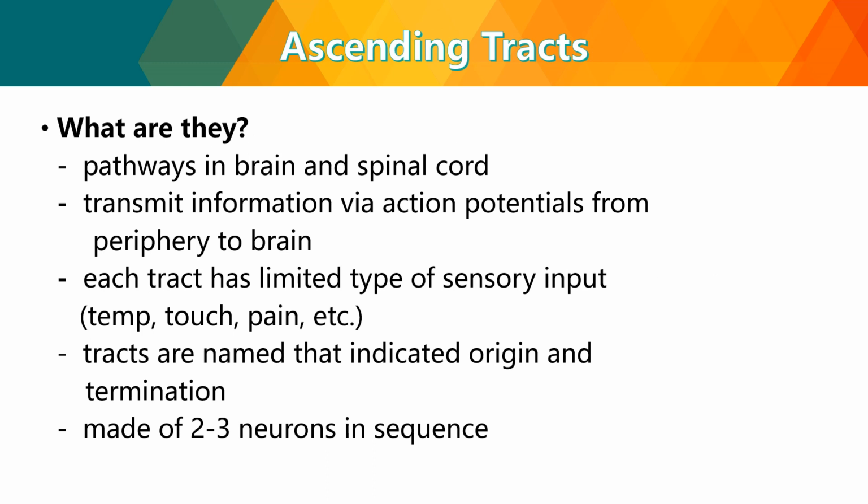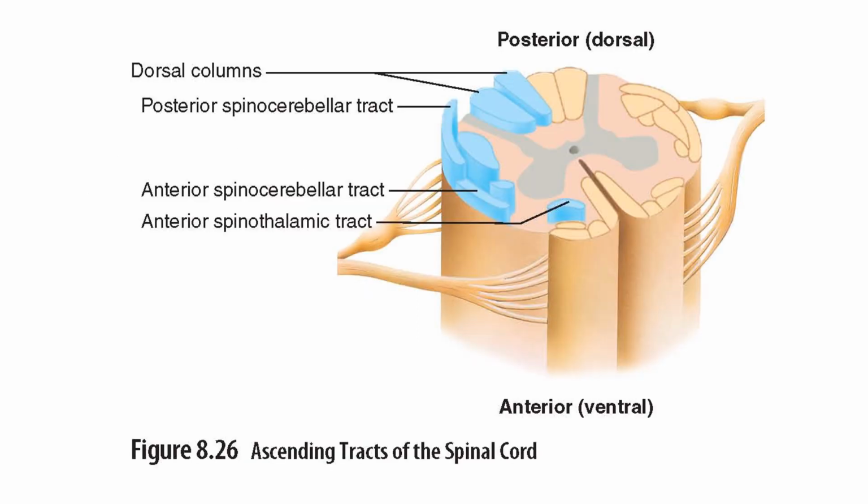So we also have what you call, again, di ba yung kanina, the sensory signals going to the brain. We call this your ascending tracts. So these are pathways in the brain and the spinal cord where signals or information are transmitted by the action potentials from the periphery or from the sides of your body going to your brain. And then each tract has limited type of sensory input like temperature, touch, pain, etc. So these tracts are named that they indicate the origin and their termination, and they are made up of 2 to 3 neurons in sequence.